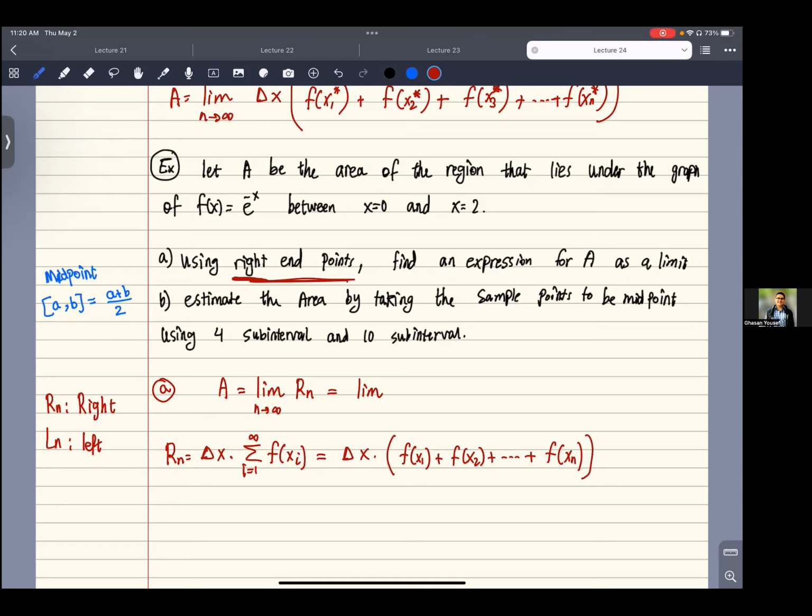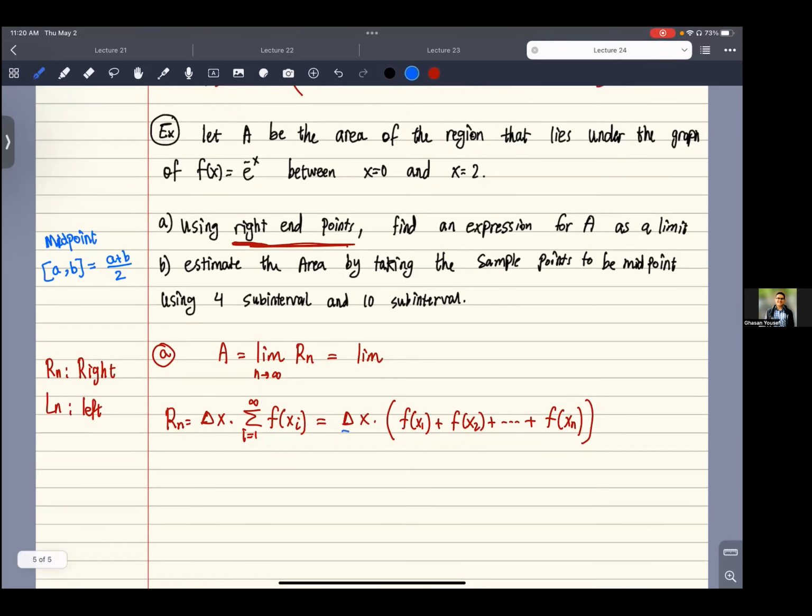Make sense? Okay, my question is, what is delta x? I need to find the value of this one. What is delta x? It is the end point minus the starting point over n. What is the end point here for this function? Here's my function, and here is the starting point, and this is the end point.